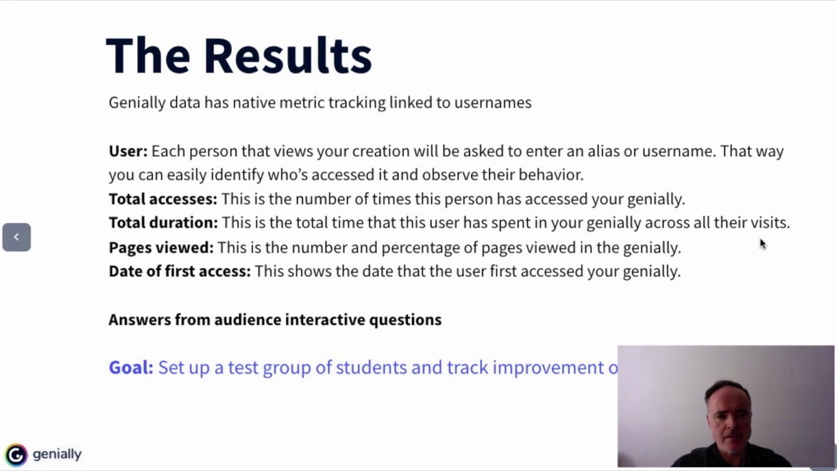Genially has native metric tracking, and it's linked to usernames. So you can track the user, total access, duration, pages viewed, and the date of first access, but also the answers to interactive questions. So the goal would be to set up a test group of students and track improvement over the key metrics.